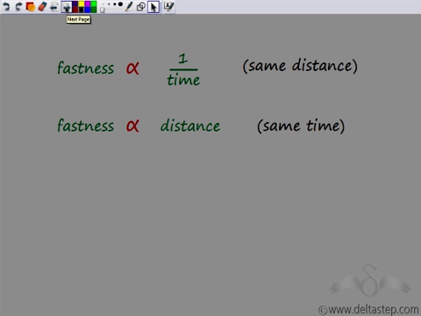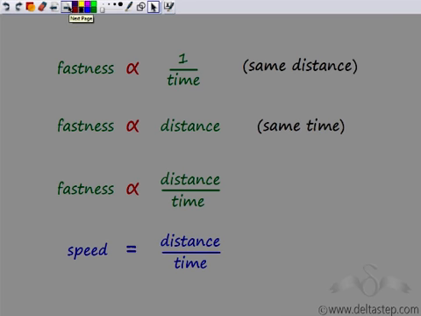So I can combine these two. Combining these two, I can say that fastness depends on distance by time. Now I can remove this proportionality sign, and removing this proportionality sign, I get an equality sign. But with that, I change this term and in fact call that speed. So we say that speed is distance by time.